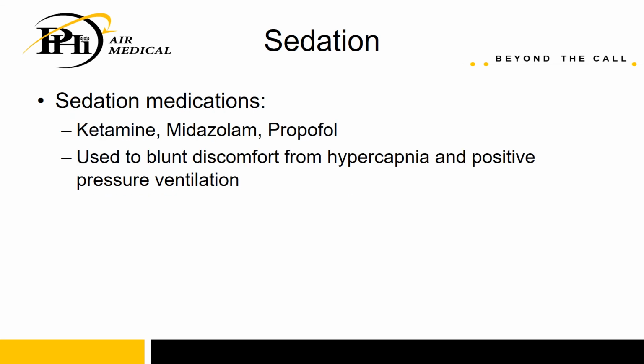Our sedation medications, we have several. The most commonly used at PHI would be ketamine, and then followed by propofol and Versed. These are used to blunt the discomfort from hypercapnia and positive pressure ventilation, but the analgesia, that fentanyl drip, is going to be used to help with ventilator synchrony and discomfort from the positive pressure and from the tube.